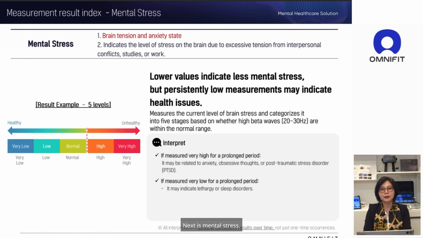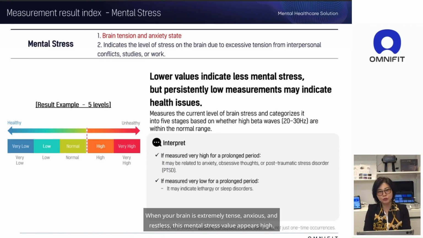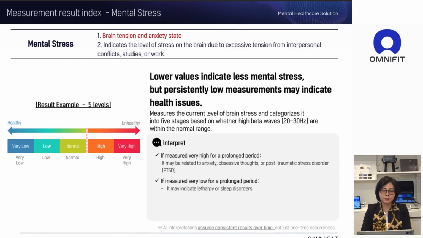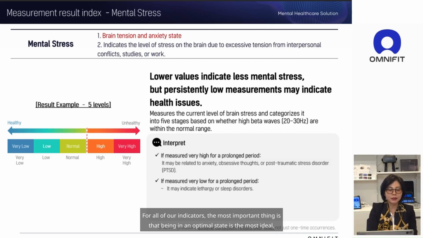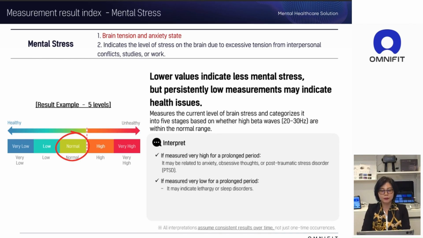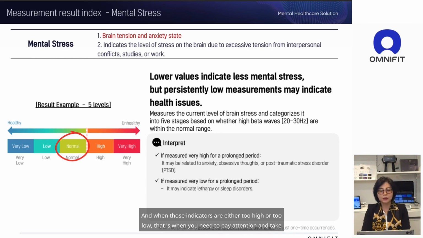Next is mental stress. When your brain is extremely tense, anxious, and restless, this mental stress value appears high. For all of our indicators, the most important thing is that being in an optimal state is the most ideal. And when those indicators are either too high or too low, that's when you need to pay attention and take another look.